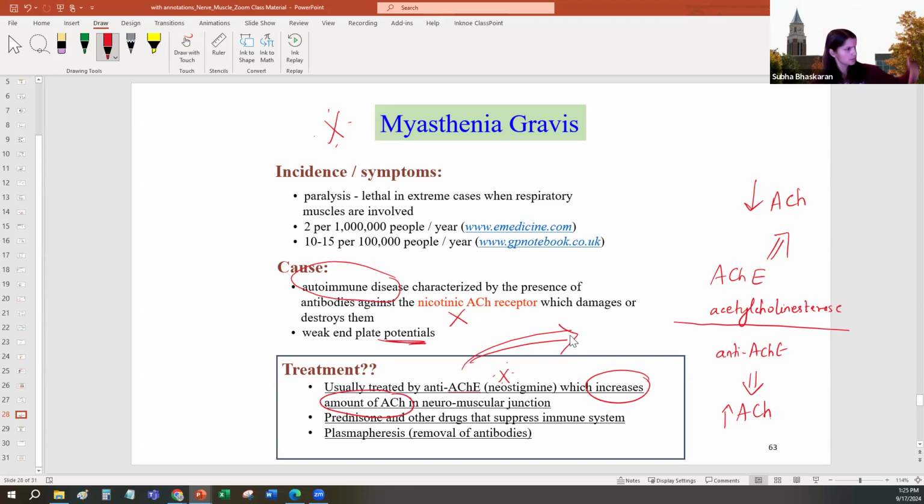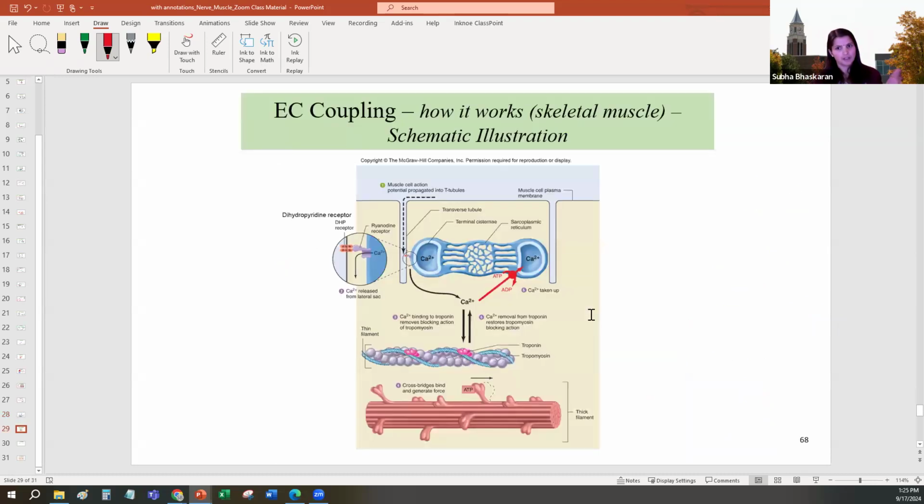Prednisone is a steroid to suppress the immune system, and plasmapheresis to remove antibodies that are destroyed. So these are some of the techniques. Are we good? Myasthenia gravis. Okay. So this is the overall.